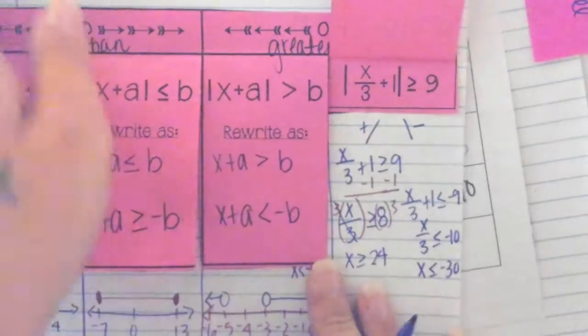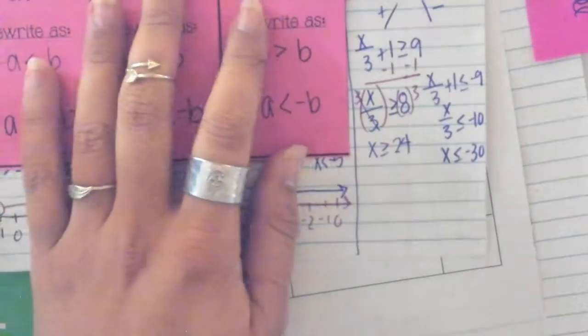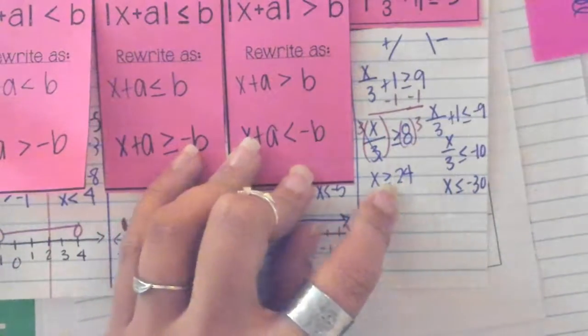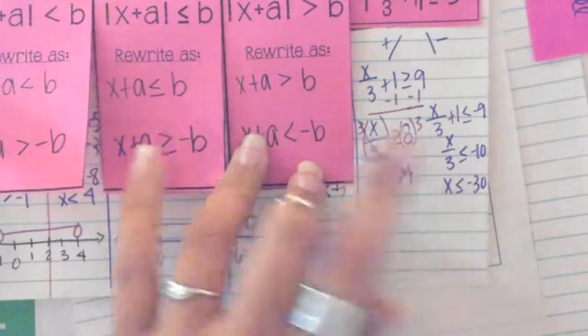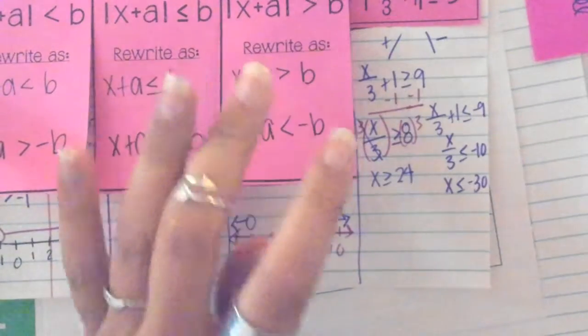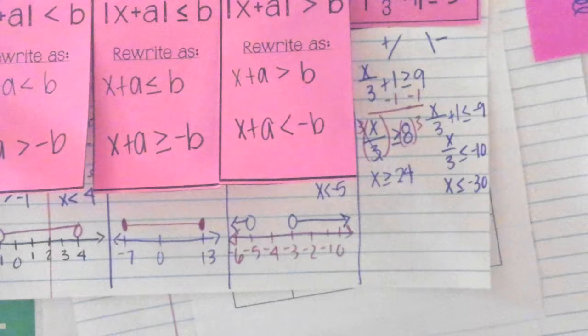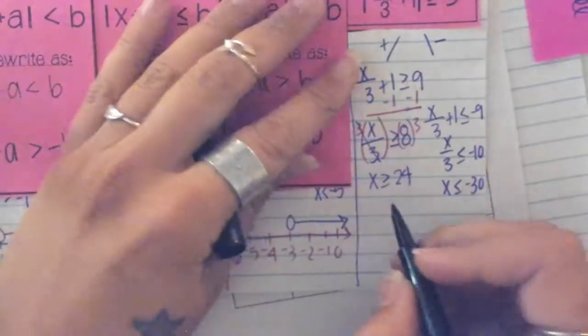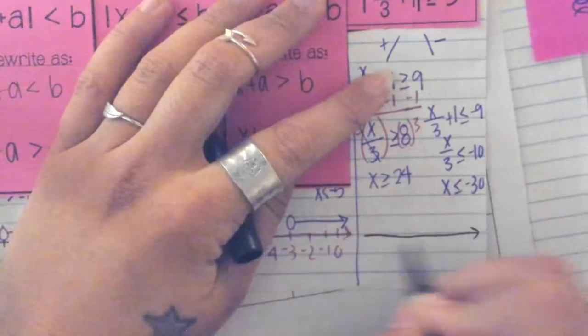Okay. So I got x is greater than or equal to 24 and x is less than or equal to negative 30. Did anybody else get that? That actually worked on their problem? Yes. Alright, so then when you graph it, don't put all the tickies.